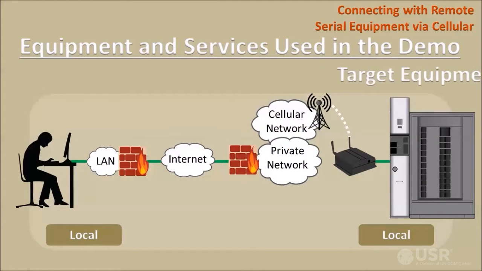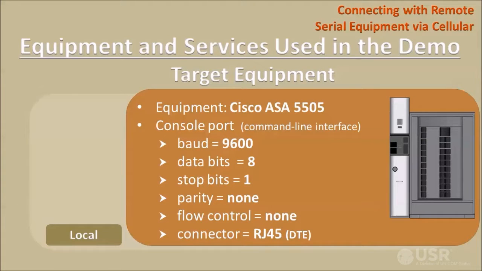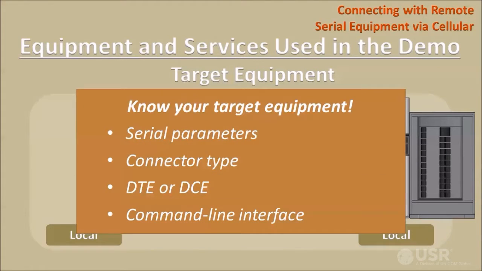In this demonstration, my target equipment is a Cisco ASA 5505. It provides a command line interface through a console port, and these are the serial parameters at factory default. I'll write down these settings for later use. The console port is a DTE, presented on an RJ45 connector. When configuring your target equipment, you'll have to know its serial parameters, the connector type, whether it's a DTE or DCE, and how to access its command line interface, if provided.